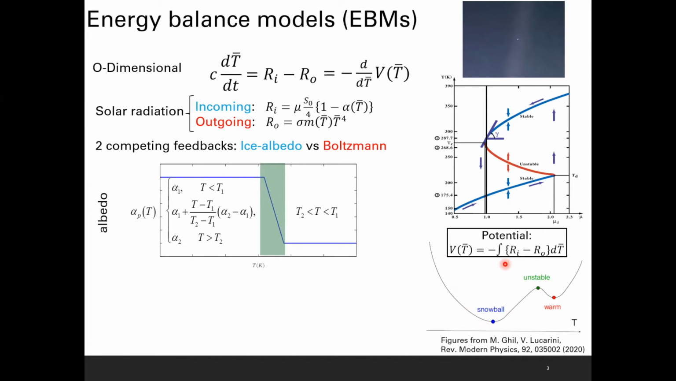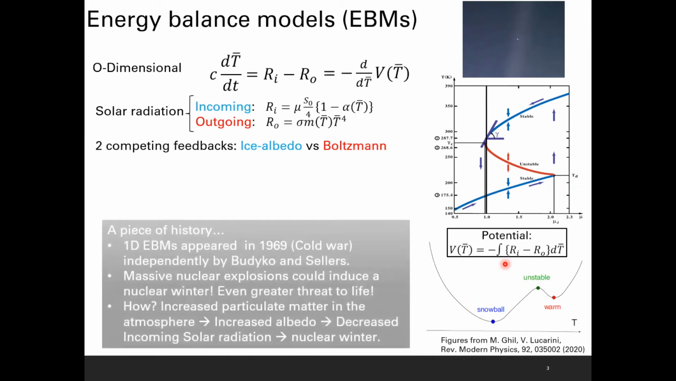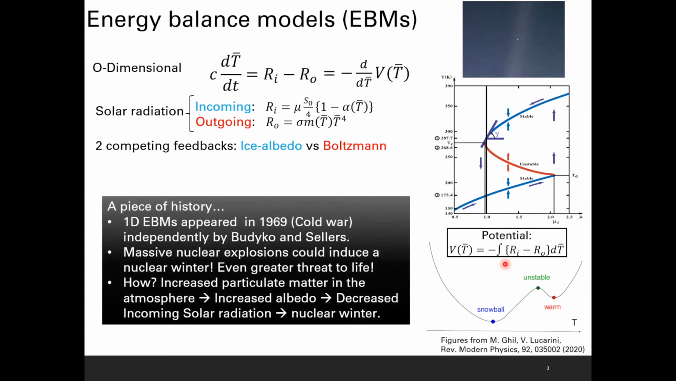Before we proceed, I just want to briefly mention that the introduction of such energy balance models was first done independently in the late 60s, basically in 1969, by two people, one from the Soviet Union, one from the US. That was, in some sense, the first study into understanding whether massive nuclear explosions could induce nuclear winter, which could of course be an even greater threat to life.